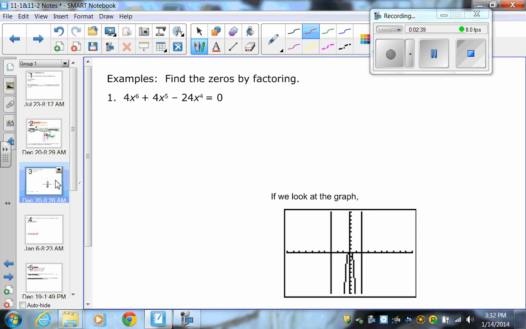So in our first set of examples, it says find all zeros by factoring. So first thing I'm going to do when I factor this is greatest common factor. In this case, it is 4x to the fourth, which leaves me with x squared plus x minus 6. X squared plus x minus 6 can be factored further to x plus 3 and x minus 2.